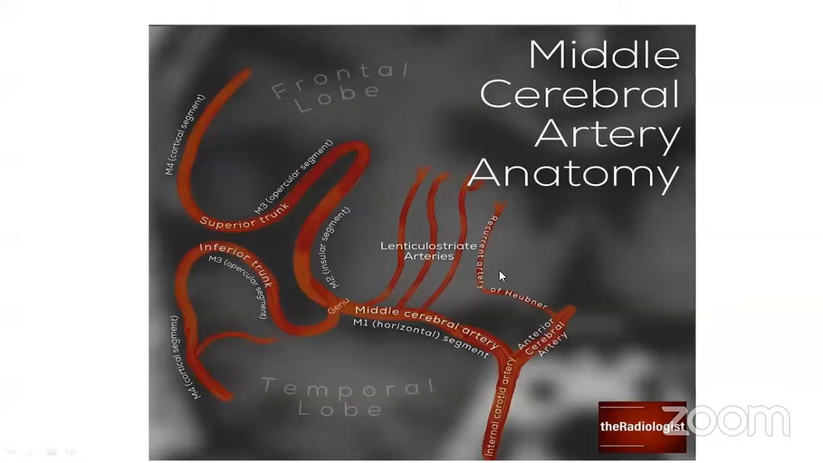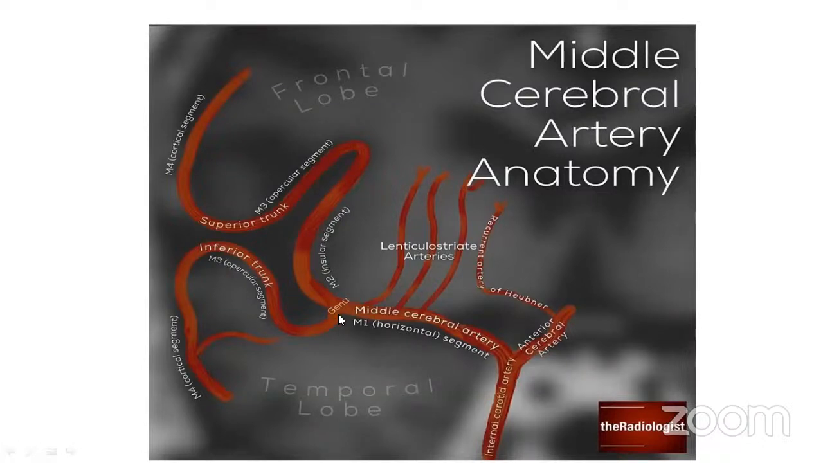For instance, we are seeing the lateral view of the hemisphere. This is the frontal lobe, and this is the temporal lobe. The MCA travels within the depth of the Sylvian fissure, and this initial portion of the MCA is called the M1, or the horizontal segment, as it traverses horizontally. Then the MCA bifurcates into two branches, the superior trunk and the inferior trunk.